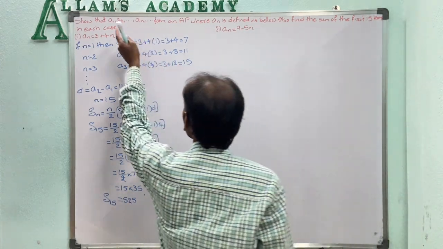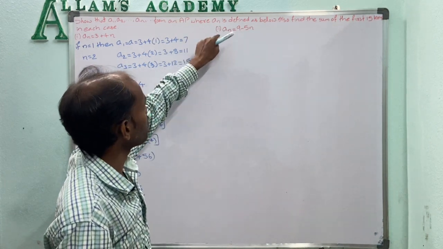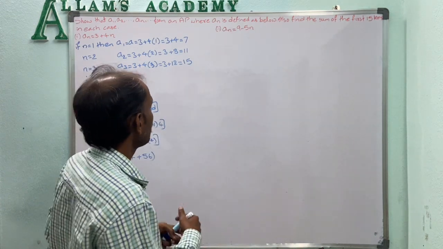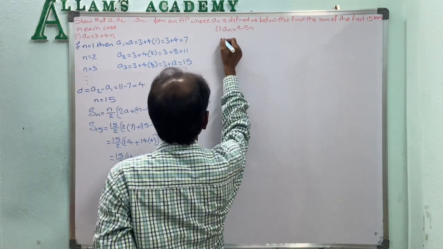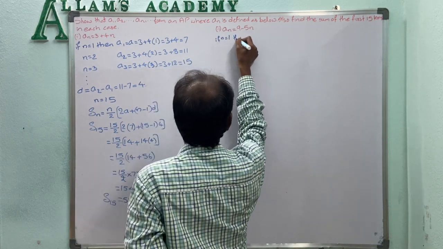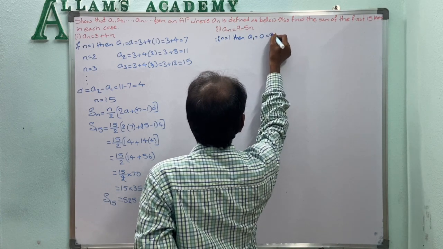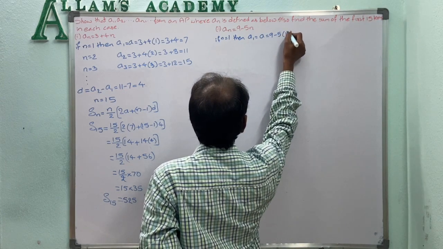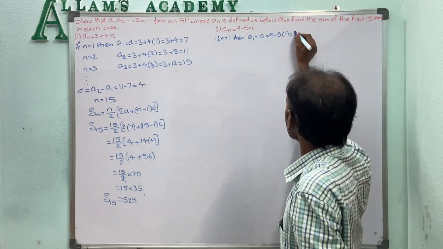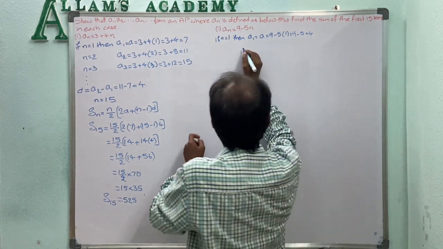Now the next problem: an = 9 − 5n. In that we have to find the terms, show it is an AP, and find the sum of the first 15 terms. Same as before, if n = 1, then a1 = 9 − 5 × 1. 5 ones are 5, so 9 − 5 = 4. So the first term of this series is 4.